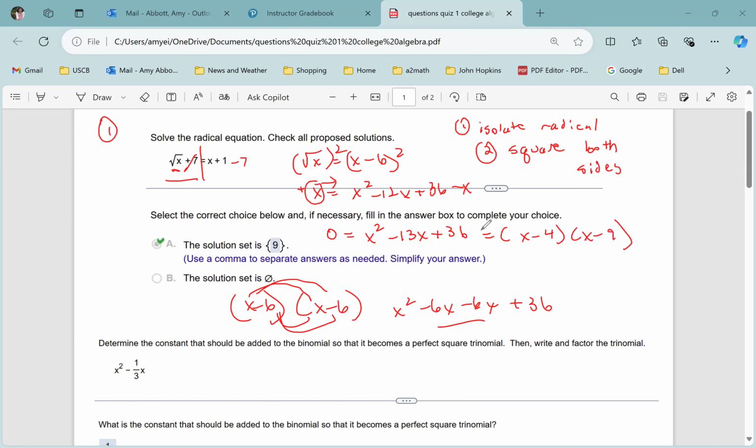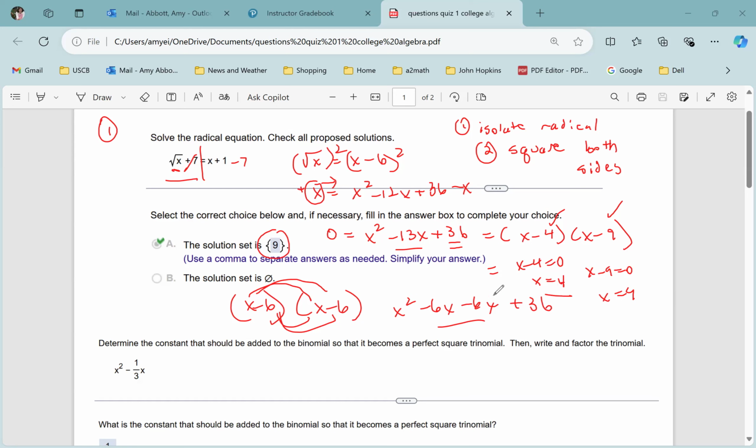Again, the factor, you need two numbers that multiply together to be positive 36, and then add up to negative 13, and negative 4 and negative 9 multiply to positive 36 and add up to negative 13. Then you set each one of those factors equal to 0, and you solve it. So you get 9 and 4. But see, they've only got the one answer of 9.